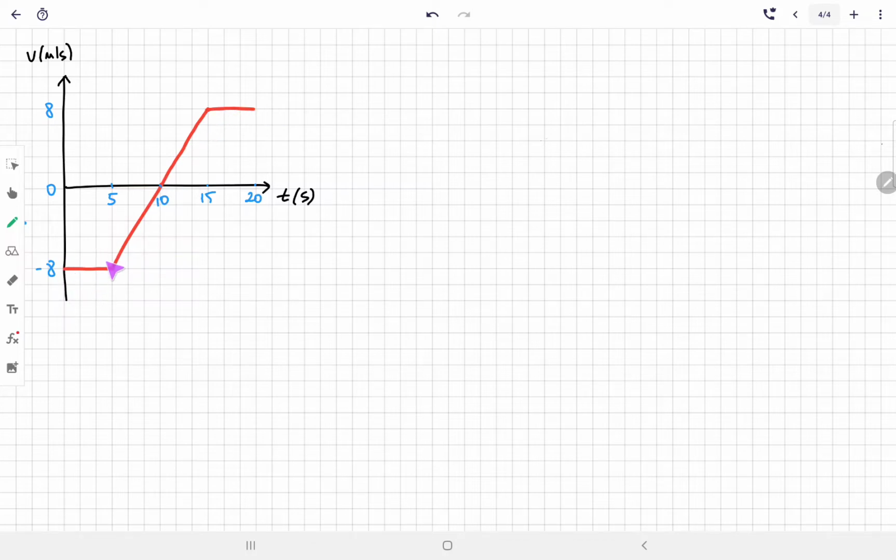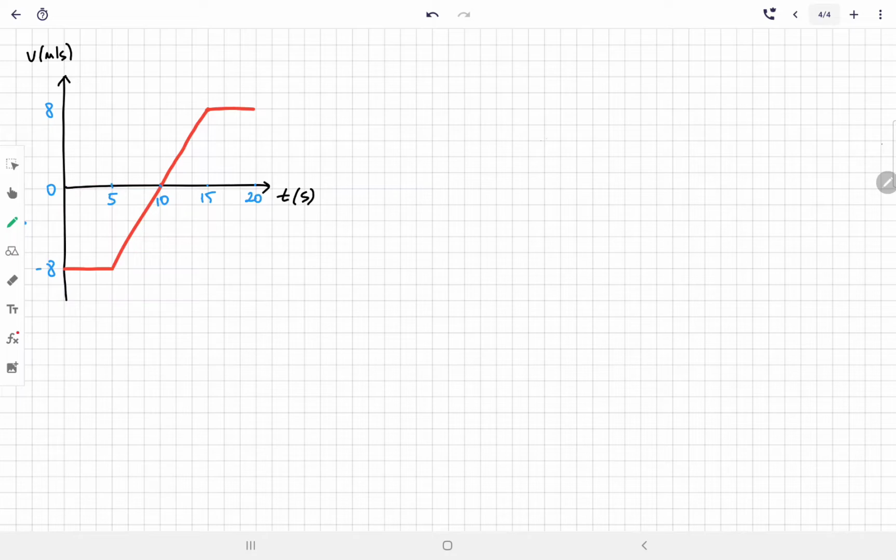Here we have a motion with constant velocity. Here we have a changing velocity. Velocity is changing and it's a straight line. And here this part again velocity is constant. So what we understand from this part, velocity equal to -8. -8 means it was moving to the left side, and with constant velocity during the first initial 5 seconds.